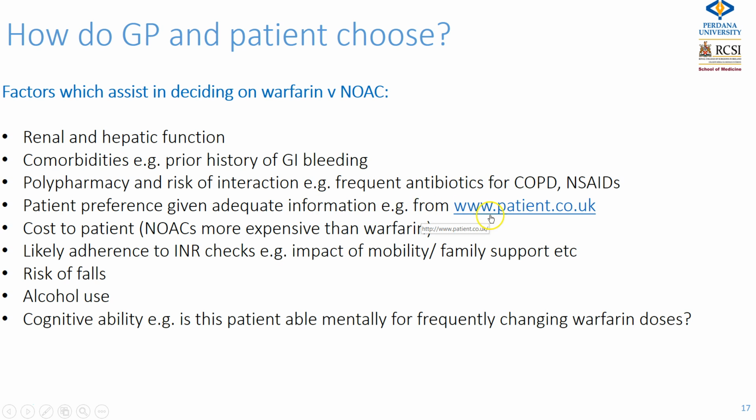And also patient preference. Given adequate information from this resource here, Patient UK, they may decide which one they want to take, and that's their choice. You might look at the cost as well. If patients are paying for their drugs, NOACs are particularly more expensive than warfarin. You also want to look at likely adherence to INR checks if you choose warfarin. Is this person able to come for these checks? Are there issues with mobility, family support, transport, etc.?